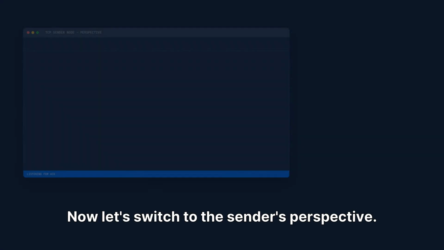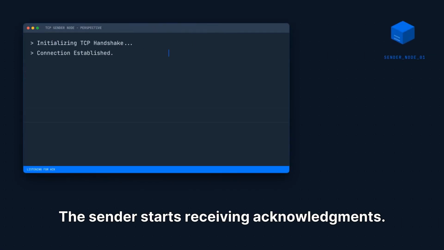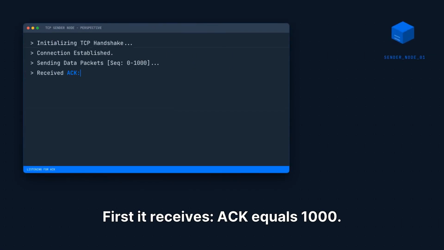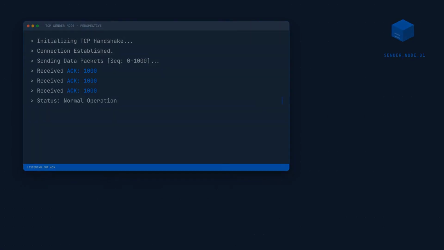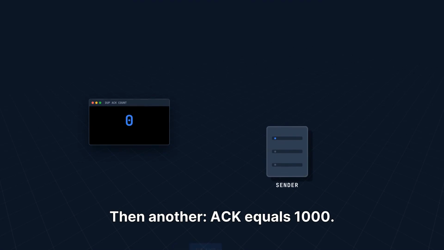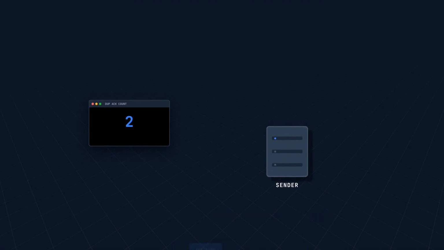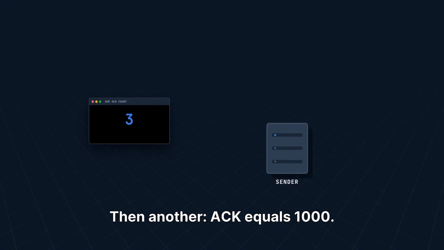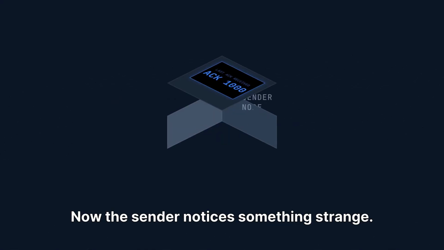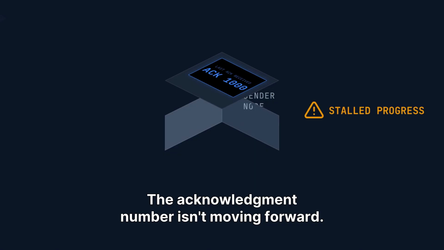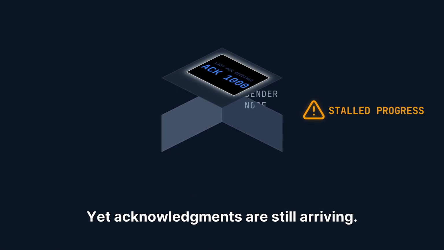Now let's switch to the sender's perspective. The sender starts receiving acknowledgements. First, it receives ACK equals 1000. Nothing unusual. Then another, ACK equals 1000. Then another, ACK equals 1000. Then another, ACK equals 1000. Now the sender notices something strange. The acknowledgement number isn't moving forward, yet acknowledgements are still arriving.